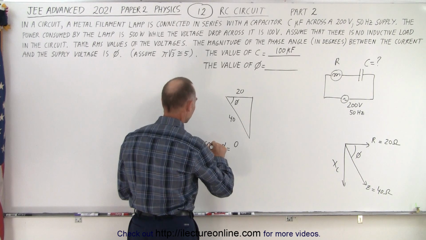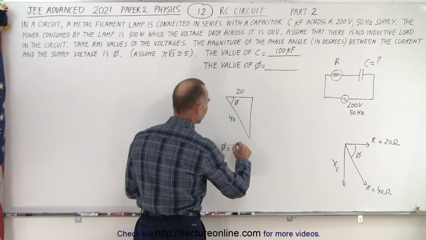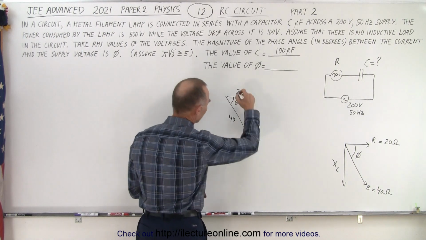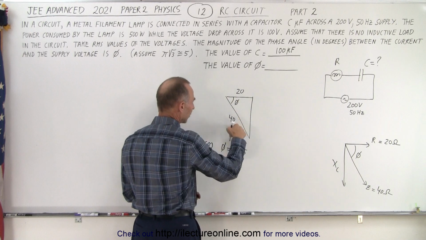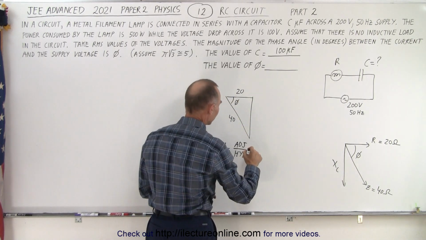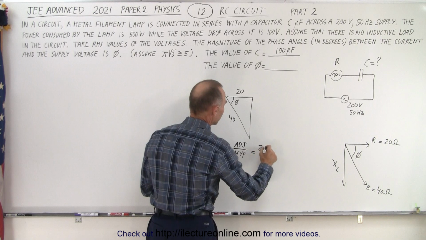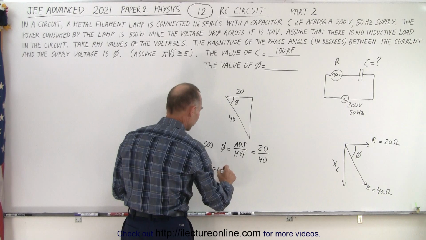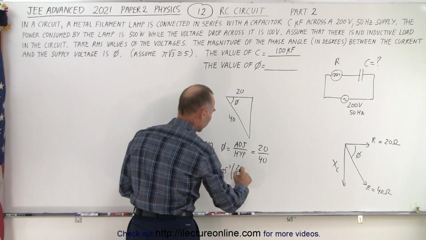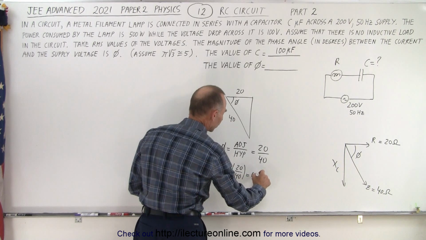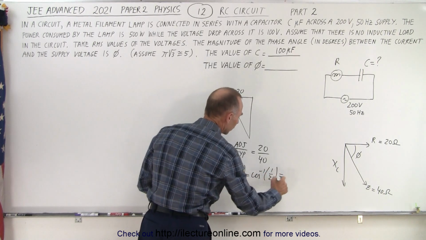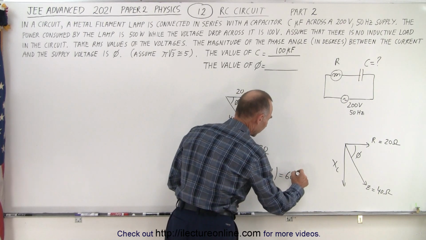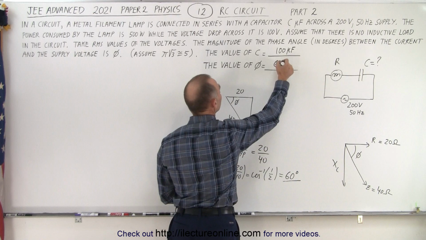Let's try that again. The cosine of the angle phi is equal to the adjacent side divided by the hypotenuse. Because when we look at the triangle, we have the adjacent side, we have the hypotenuse. So in this case, the adjacent side is equal to 20 and the hypotenuse is equal to 40. So phi is equal to the inverse cosine of 20 over 40, which is equal to the inverse cosine of 1/2. And of course, we know that the inverse cosine of 1/2 means we're dealing with an angle of 60 degrees, and that's going to be the answer right there.